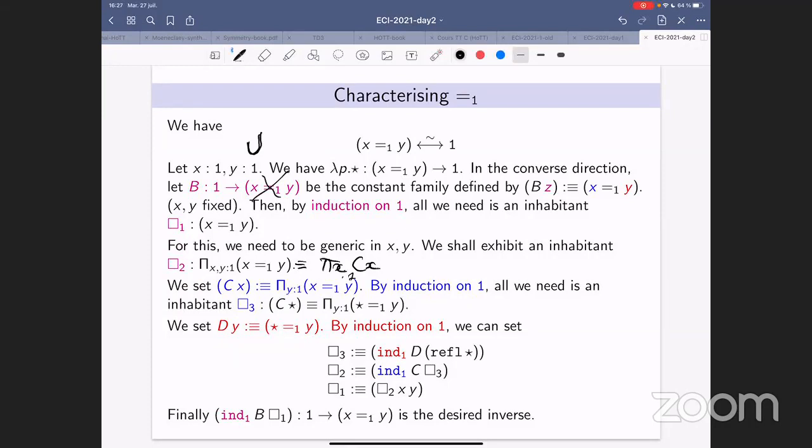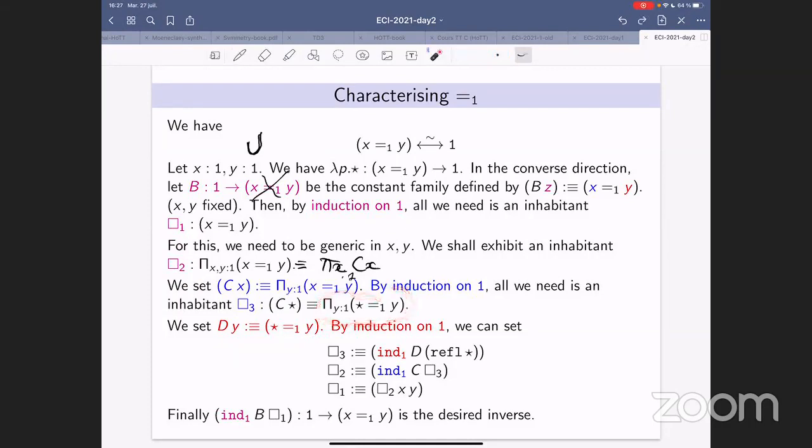So what I need is to find an element of C star. Okay, just the value of this function that I'm looking for at star. So my next objective is to find the box 3 in C star, which is, because the x is here, this type. So we need now to find a guy here.